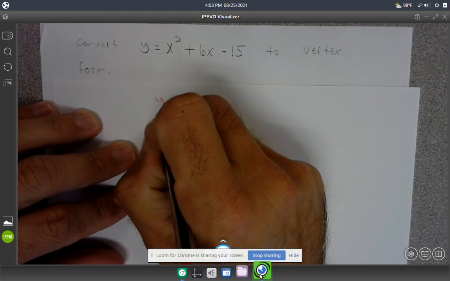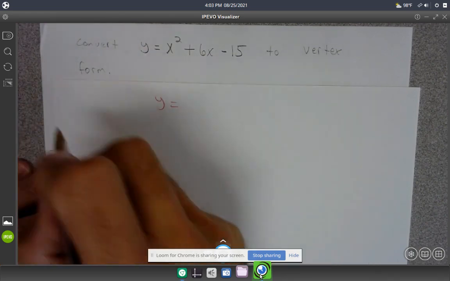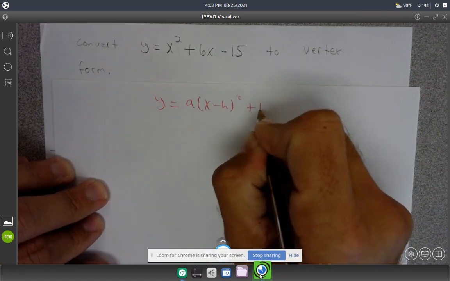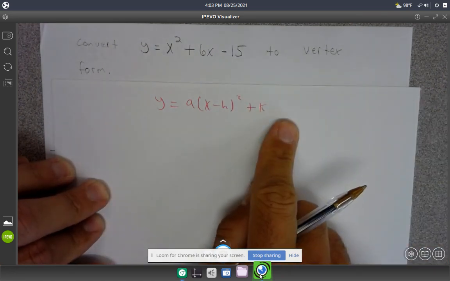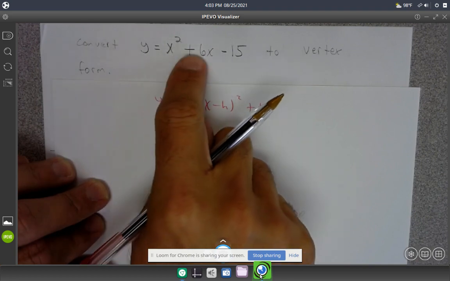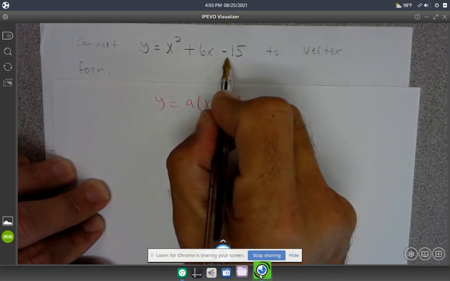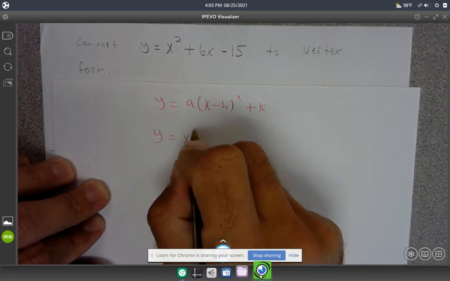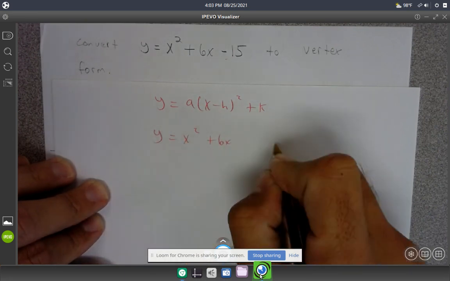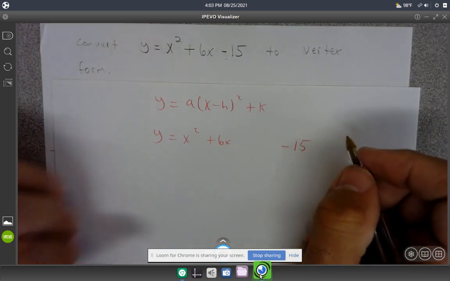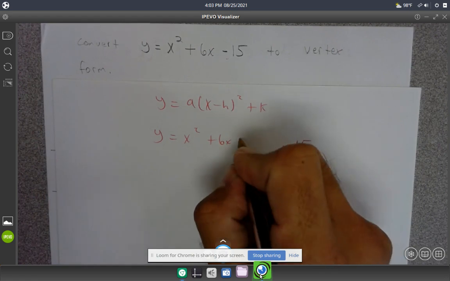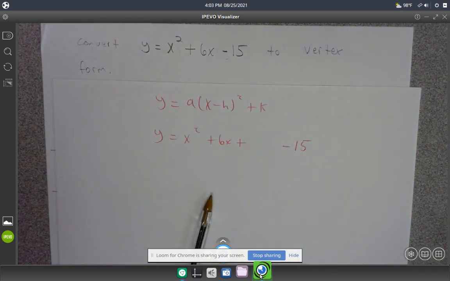First off, this is vertex form: x minus h squared plus k, that's vertex form. To convert it using completing the square, I'm going to move my 15 over a little bit. So it's y equals x squared plus 6x minus 15 over there. And then I'm going to add a number here so that it's going to factor really nicely.